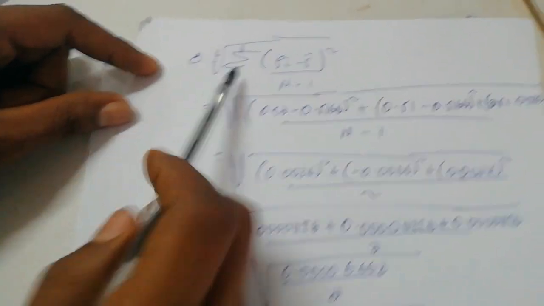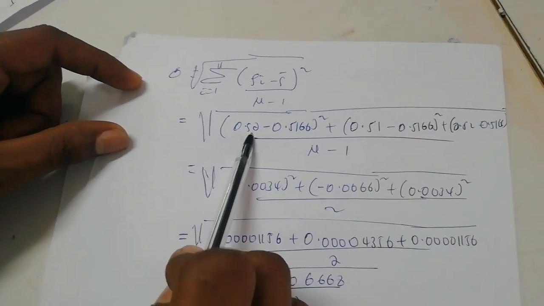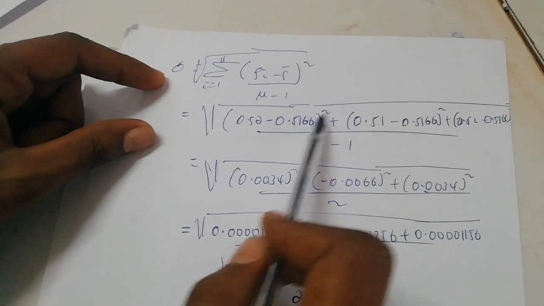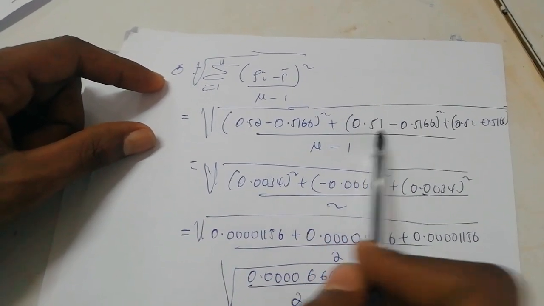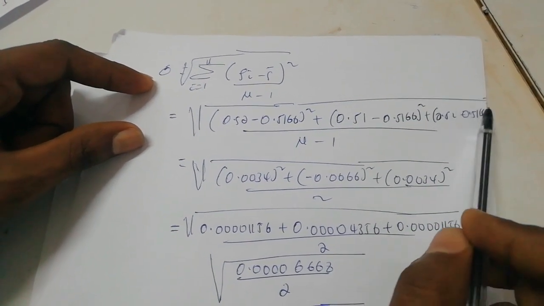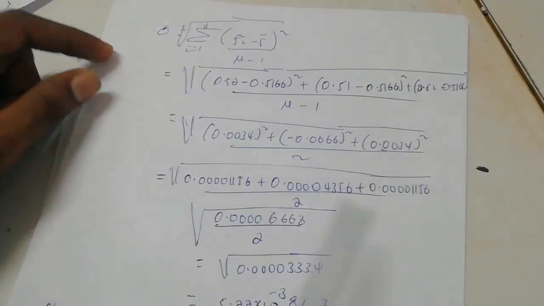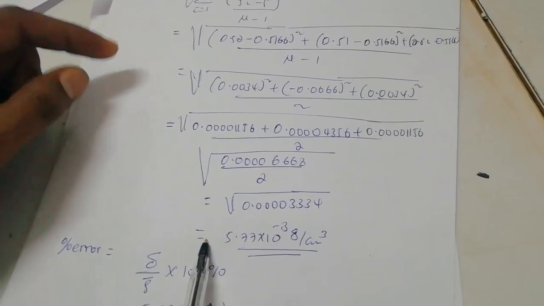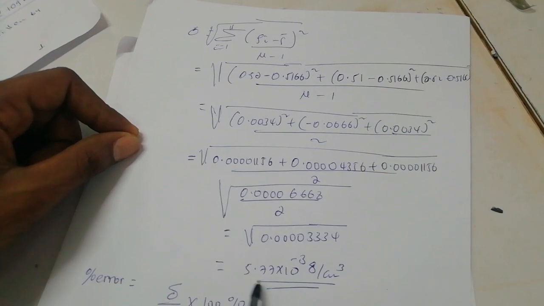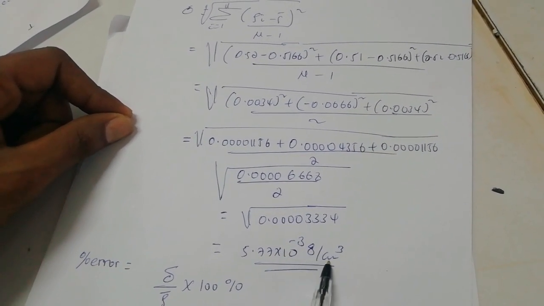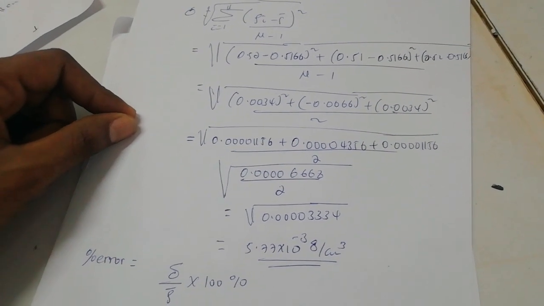From this expression, we get: 0.51 is the individual measurement for the first density minus the mean density, the whole square, plus the second density minus its mean, the whole square, plus the third density minus its mean, the whole square, over n minus 1. So using this step, at the end we get the standard deviation of this density as 5.77 times 10 to the power of minus 3 gram per centimeter cube. This is the standard deviation.